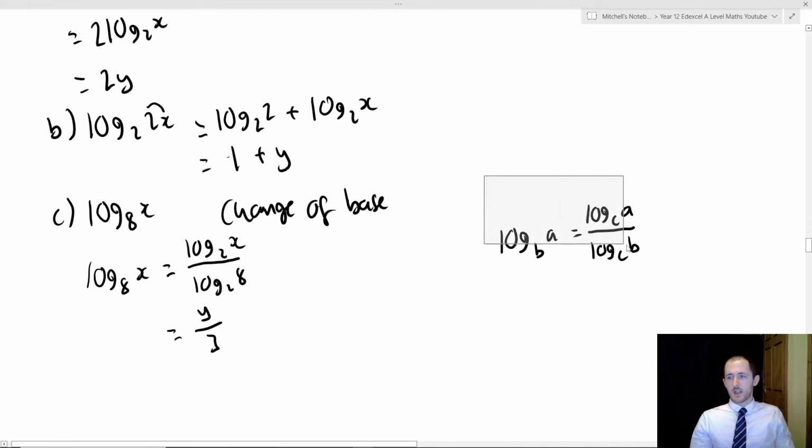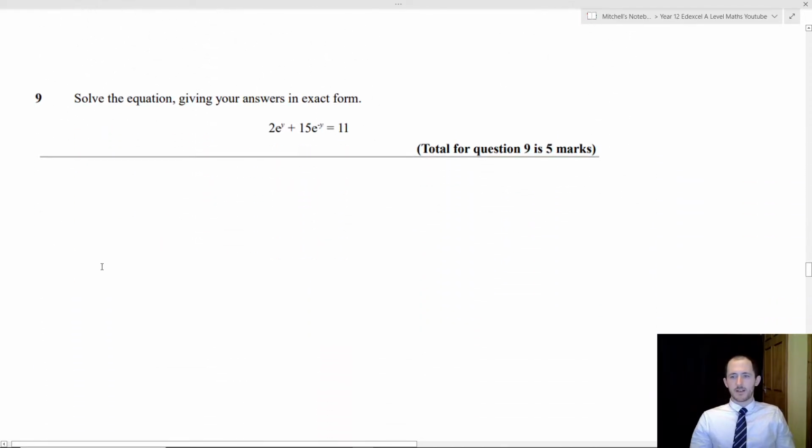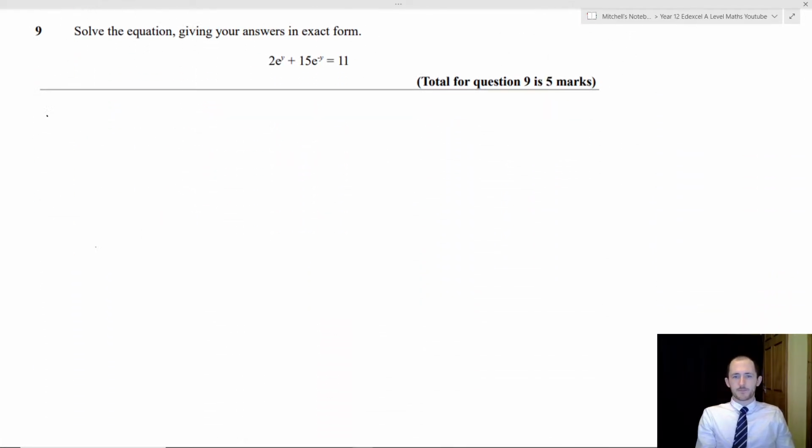So again, the change of base hardly ever comes up, but it's a good thing to remember if it's on your spec. So, question 9. Here we go. In exact form means that we're probably going to have ln or e in our answer. In this case, it's going to be ln, but in other cases, it could have been e. So, this is going to be kind of interesting. What do we want to do?